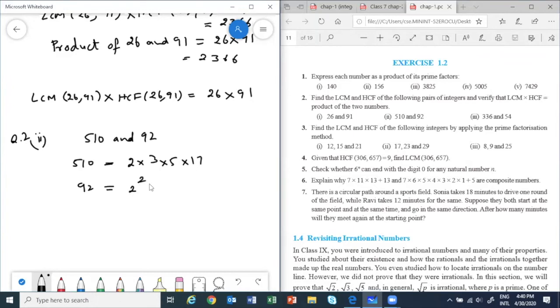Nabiha, correct. 2 square into 23. Okay, now all of you, Shreya, correct. Okay. Now what we will find?